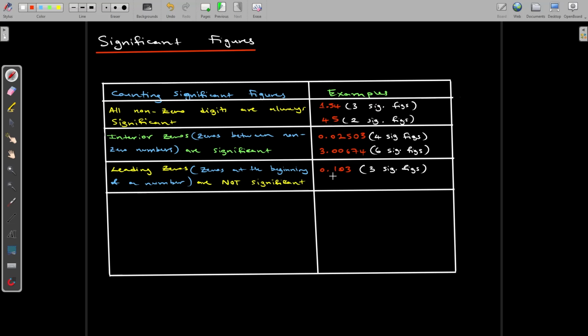And how about this one? 0.00002. Is that making sense now? Yes, sir. So the last condition: we have non-zero digits, zeros in between non-zero digits, and leading zeros. What do you think the last condition is? Trailing zeros, the zeros behind.